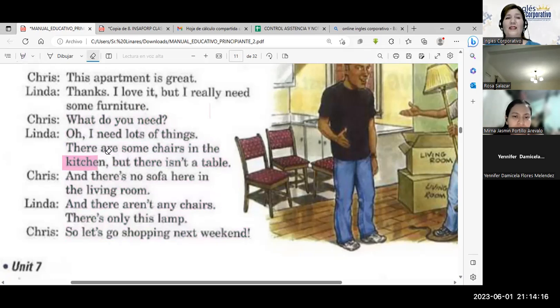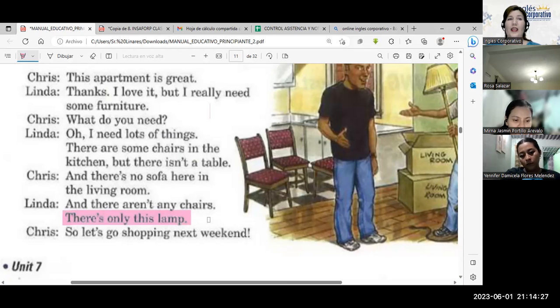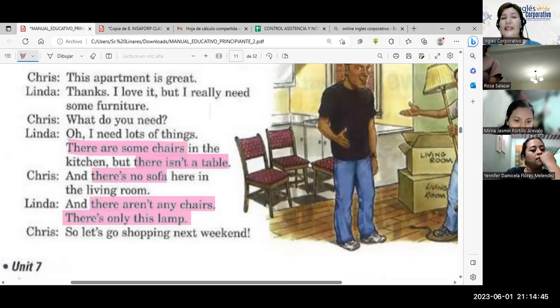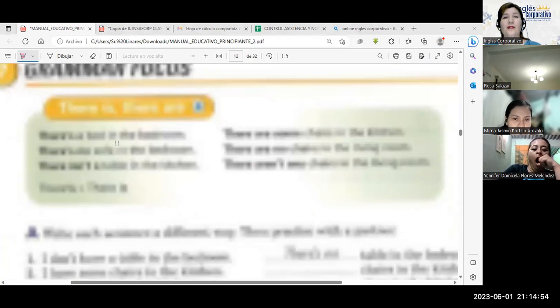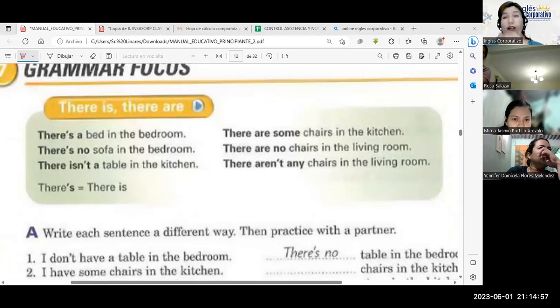If you see the examples, the sentences that you have with there is, for example, here, you say, there is only this lamp. Examples with there are some chairs. There is no sofa. There aren't any chairs, right? There isn't a table. There you have the examples. And here you have the explanation.